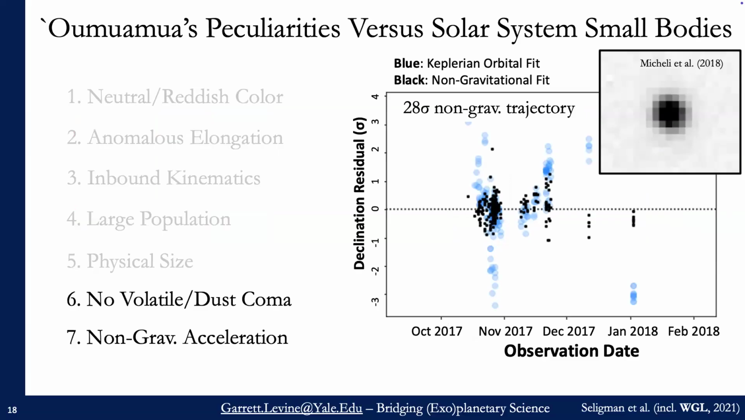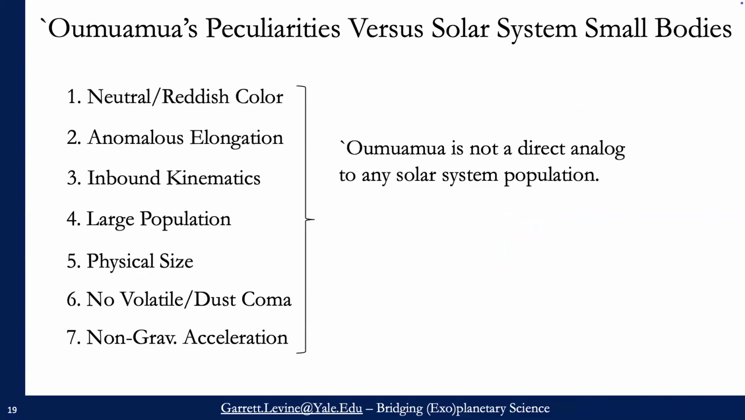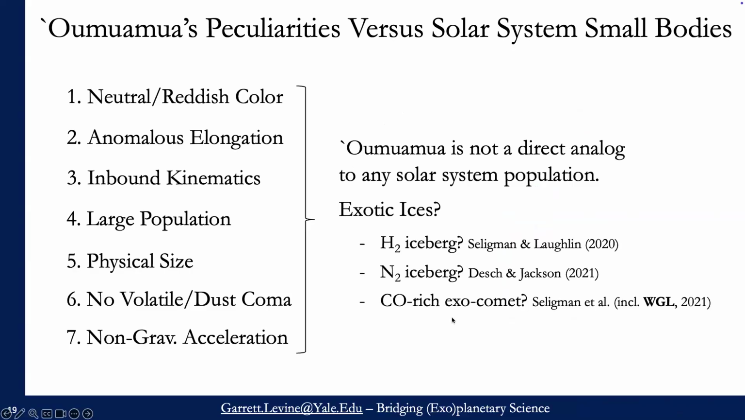So this is an observation that led to a lot of speculation on what types of materials or what types of bulk composition could be doing this. What could evade detection by Hubble and Spitzer while still powering Oumuamua out of the solar system? So by considering all these properties together, we can know that Oumuamua is not a direct analog to any solar system population. This led, of course, to hypotheses including some exotic ices, such as hydrogen ice and nitrogen ice, and then maybe this CO-rich exocomet that isn't like anything that we have in the solar system.